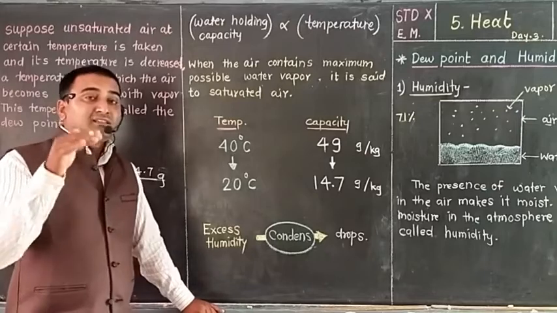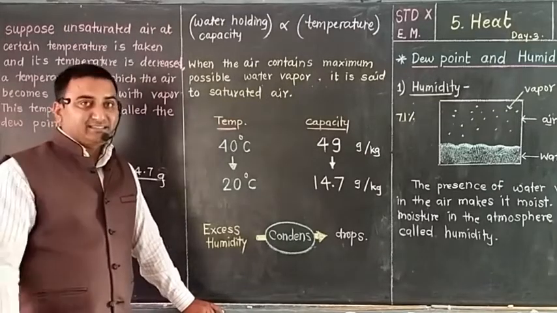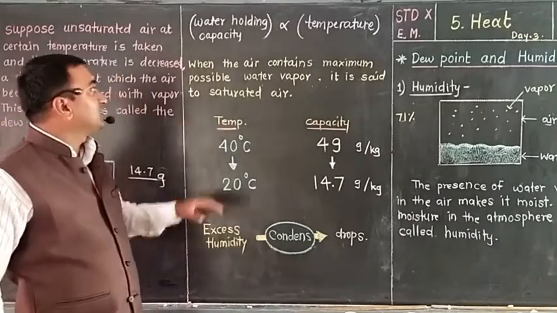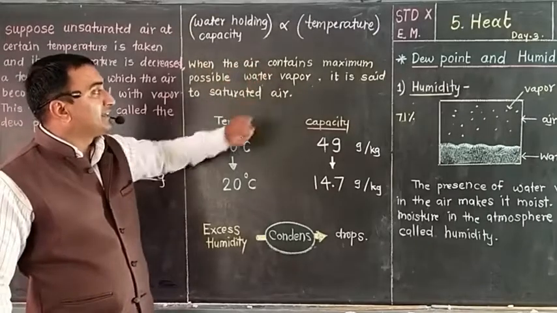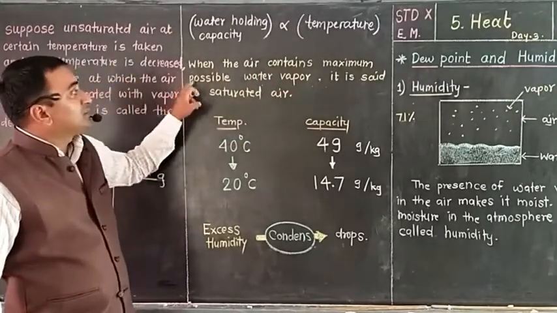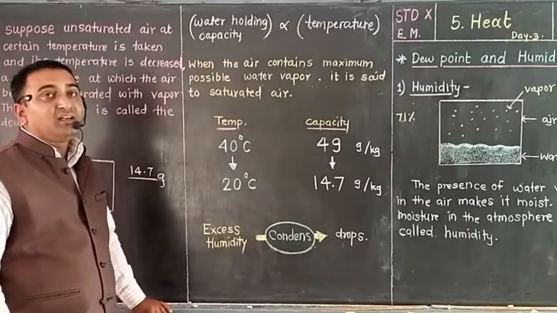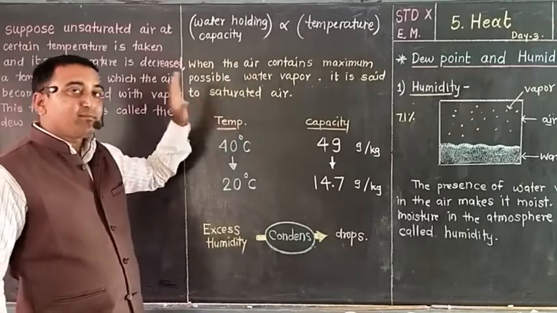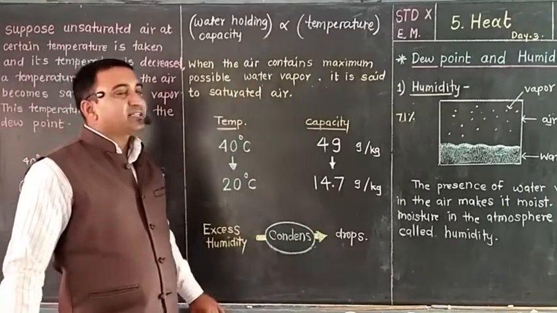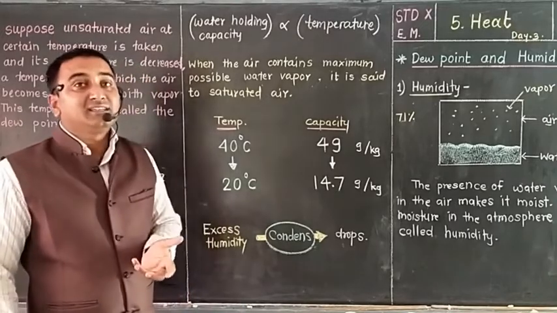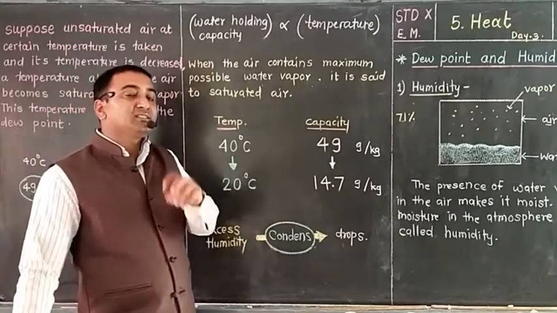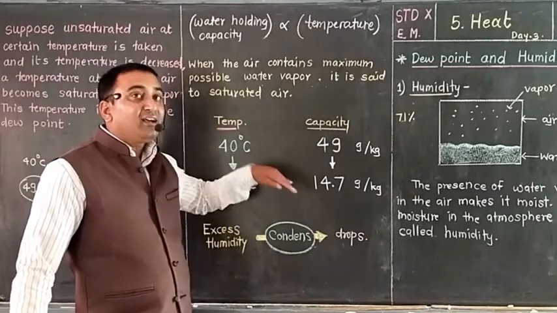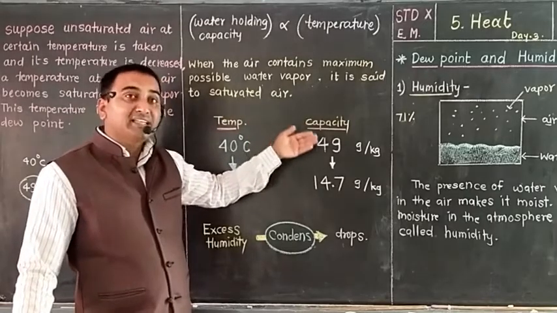Suppose that limit is a little less, then what will happen? It will be considered unsaturated air. That means when the air contains less than the possible water vapors, it is said to be an unsaturated air block. If it contains the maximum possible, then it is saturated. If less than the maximum possible limit, then it is considered unsaturated. So whether an air block is saturated or unsaturated also depends on the capacity and the content of air present within it.